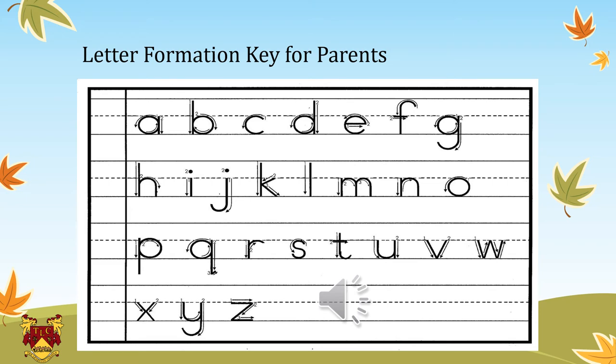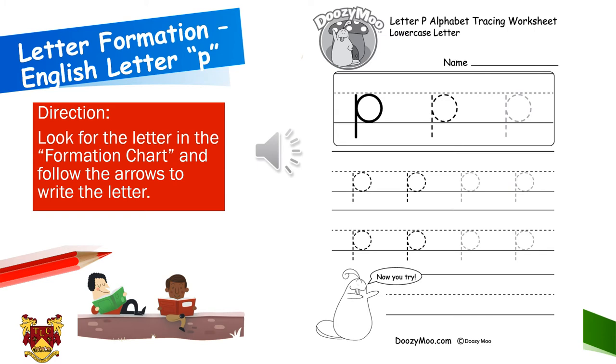Dear parents, the letter formation page is for you to check how to form a letter correctly. When your child writes alphabets, please make sure that the formation is correct. My dear students, the letter for today is letter P, and its sound is P. P for pencil. P for pink. P for penguin. So now you will sing the jolly phonic song for the letter P.